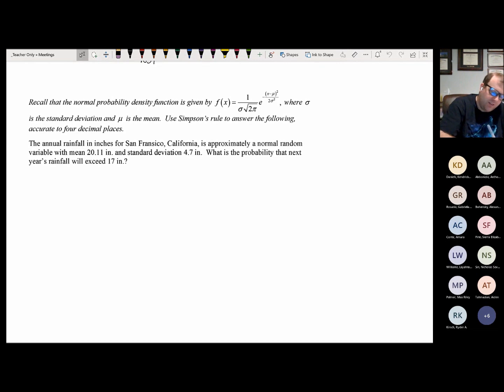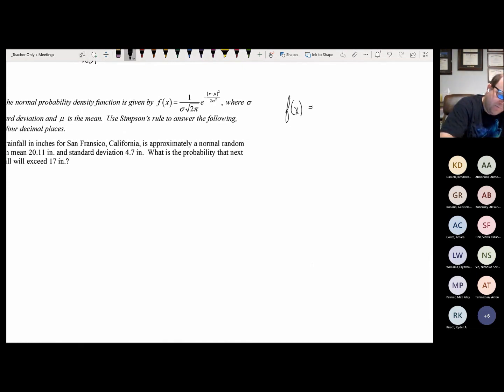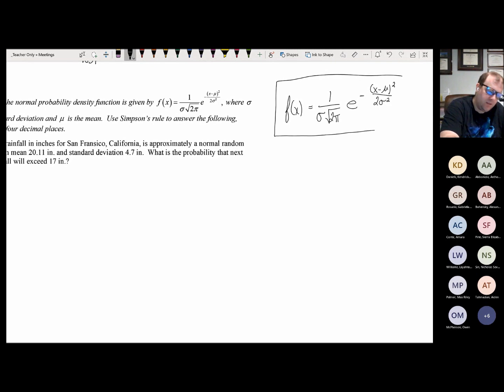So I'm going to rewrite that function over here, I think. Given by f of x equals 1 over sigma times the square root of 2 pi, e to the negative x minus mu squared over 2 sigma squared. Sigma is the standard deviation, mu is the mean. Right, and then x can be anything from negative infinity to positive infinity.